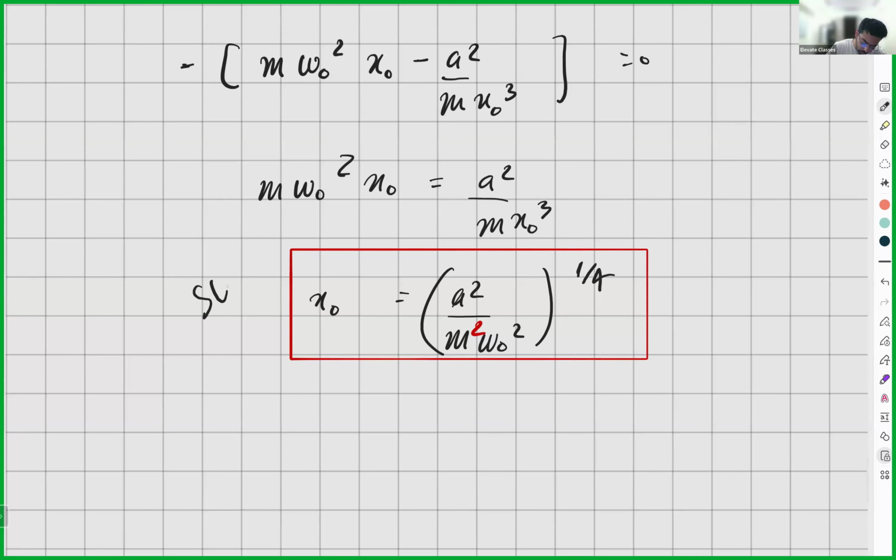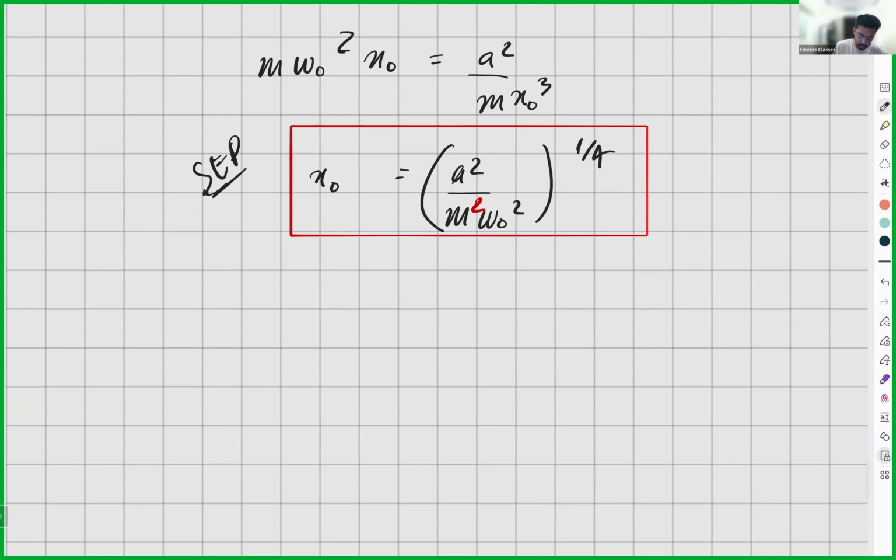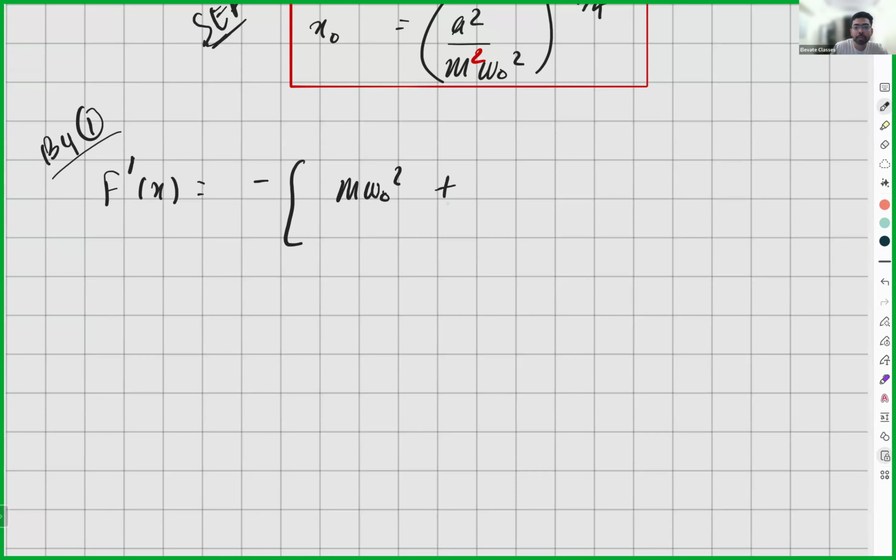Now this is the stable equilibrium point or the mean position. Then I have to take the double derivative using the force expression. Let this be equation number 1. So by 1, I take another derivative, which I'm going to get as negative of m omega naught square, and this will be 3 divided by x to the power 4. So this will be m omega naught square plus 3a by m x to the power 4.